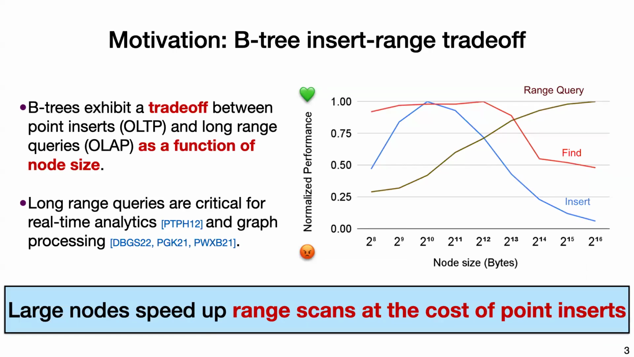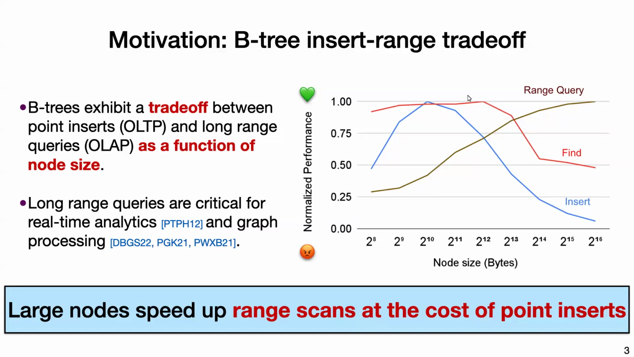And in the first thing that I'm going to talk about today, we studied this trade-off between point and range operations in B trees. So in B trees, one tunable parameter is the number of bytes in the node. And here we just did some experimentation. The y-axis is normalized performance, so 1 is the best over this experiment. Close to 1 is good. And the x-axis is the number of bytes in the node. And this is just something that you can change in any standard B tree implementation.